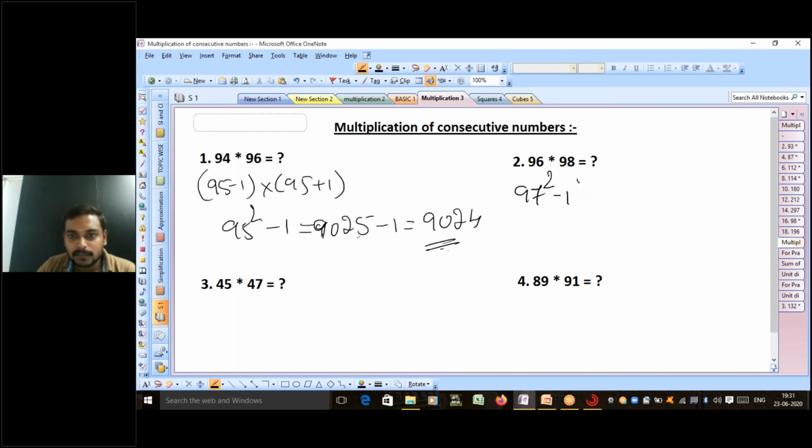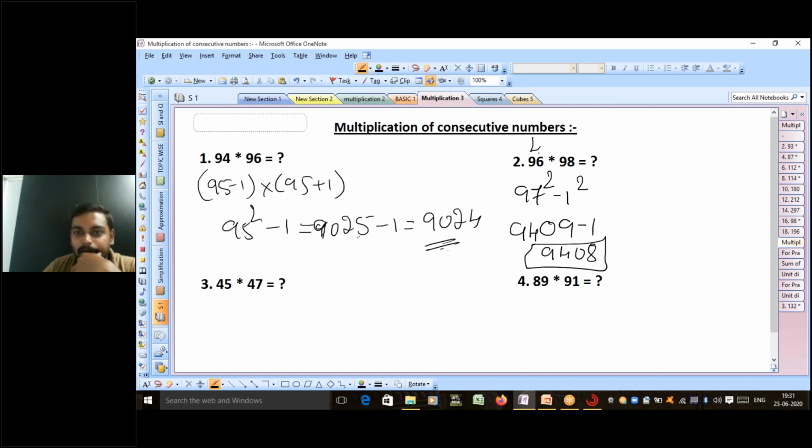97 square minus 1 square. So 97 square is 9409, minus 1. So the answer is 9408. I'll let you know how to square a number later. So the answer is 9408. You can also go with the base method, like 100.